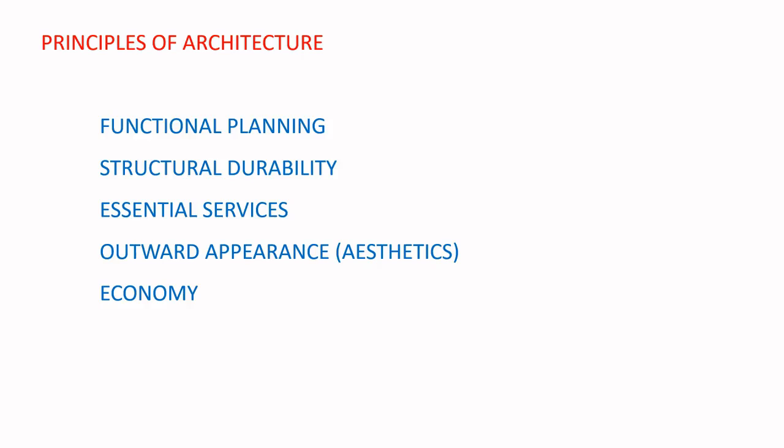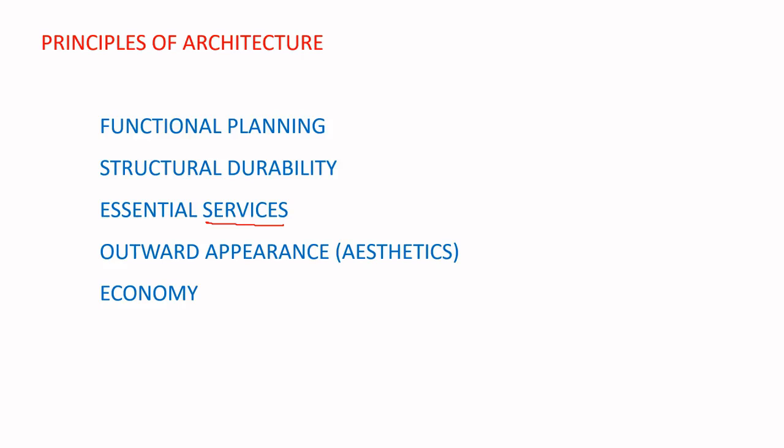Next important thing you should keep in mind is the essential services. So essential services includes your sanitary, water service, electricity, the heat and sound insulation fittings in your buildings, etc. So these things you should keep in mind. Then fourth thing is the outward appearance or aesthetics. How beautiful your building should look like. And last one is economy. Okay, because cost of a building should be kept in mind. It should be within the given budget.